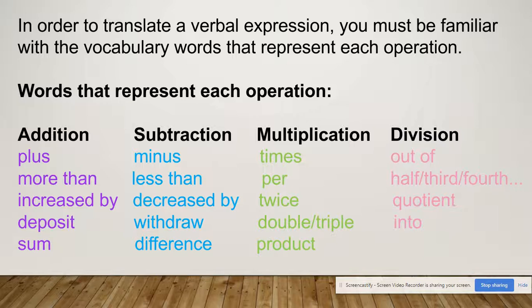And last, division: we could have out of, half, third, fourth, quotient, and into. For example, if we say a total out of 20, you're dividing the total by 20. For half, you're dividing by 2. For thirds, you're dividing by 3. For fourths, you're dividing by 4, and so on. And into: if you want to know how many times 5 goes into a number, you would divide that number by 5. All right, so let's take a look at some word problems here.